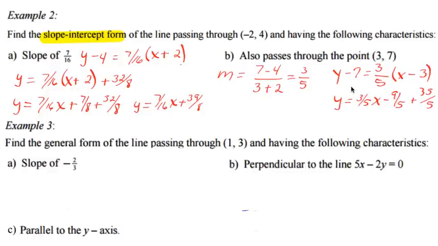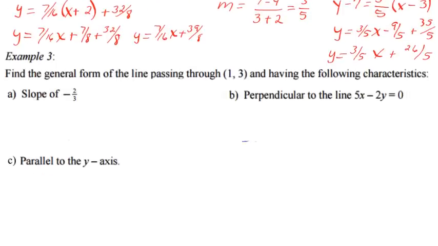So again, adding the 7 to the right-hand side, that's the 35/5. And distributing the 3/5 through the parentheses, combining our like terms, gives us y equals 3/5 x plus 26/5. Lots of fractions in here.